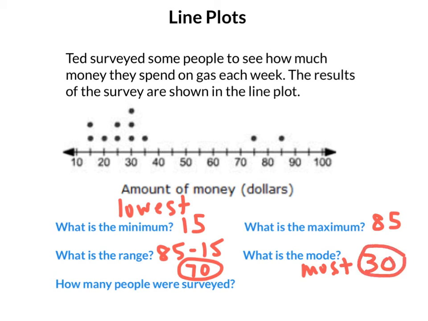And then the final question is how many people were surveyed. So in order to figure out how many people were surveyed, all we have to do is count the dots. So 1, 2, 3, 4, 5, 6, 7, 8, 9, 10, 11. So there were 11 total people who were surveyed.